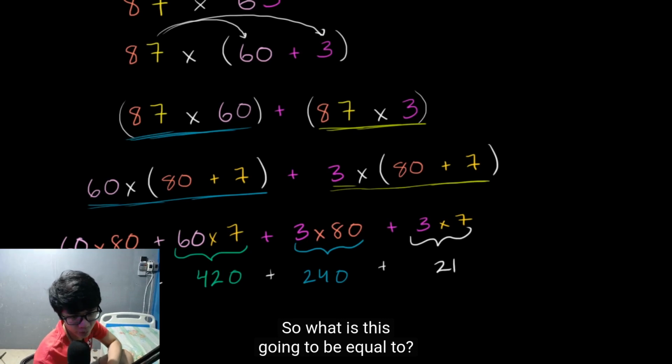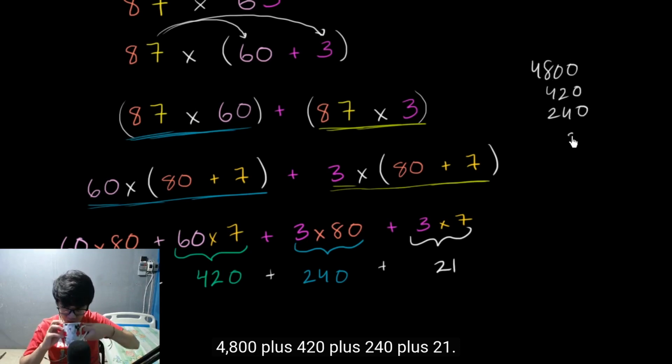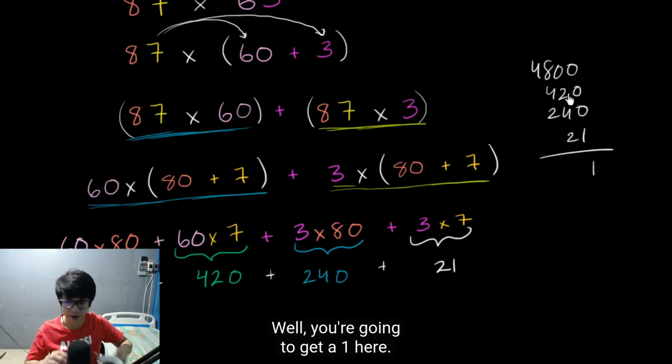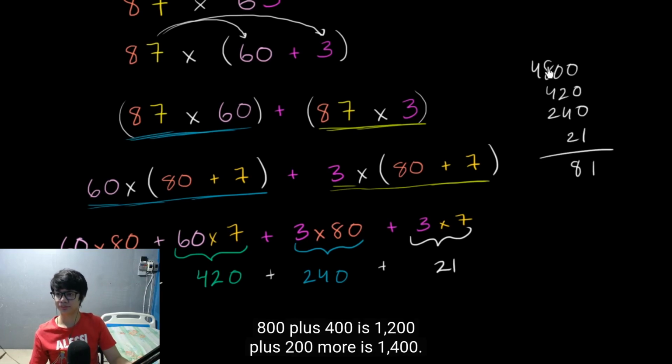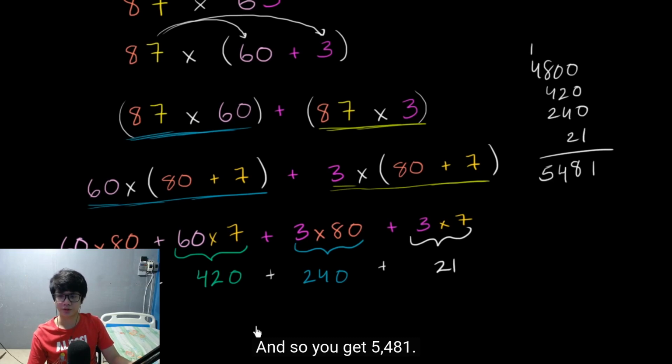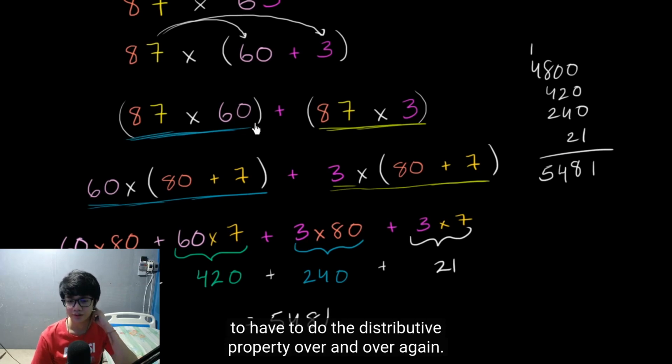So what is this going to be equal to? Well, we could add them all up. 4,800 plus 420 plus 240 plus 21. You're going to get a 1 here. 20 plus 40 plus 20 is 80. 800 plus 400 is 1,200, plus 200 more is 1,400. So you get 5,481. It's equal to 5,481.